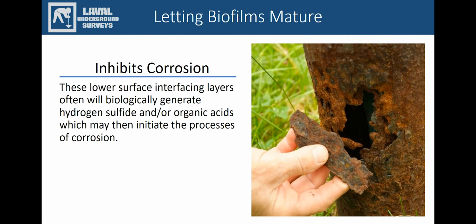Another response commonly seen in a maturing biofilm is the stratification of the biofilm, in which the primary layering differentiates an exposed aerobic, oxygen present, stratum overlayering and protecting lower anaerobic, which is no oxygen present layers. These lower surface interfacing layers are often biologically generating hydrogen sulfide or organic acids, which can then initiate the process of corrosion.